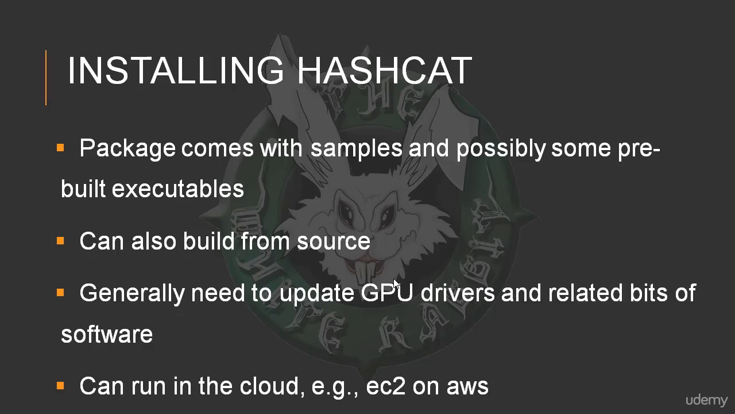A popular practice for using hashcat is to run it in the cloud. For example, EC2 machines on Amazon Web Services or AWS. These are virtual machines that you can get on Amazon, and it's very convenient because if you just need to do something, you could just for an hour, you can start a machine for an hour and then you can stop it, and you just pay for what you use.